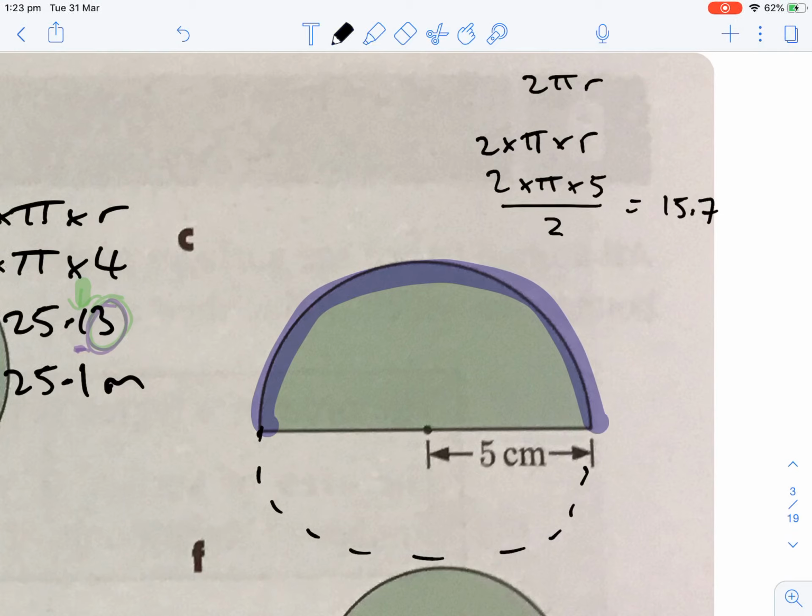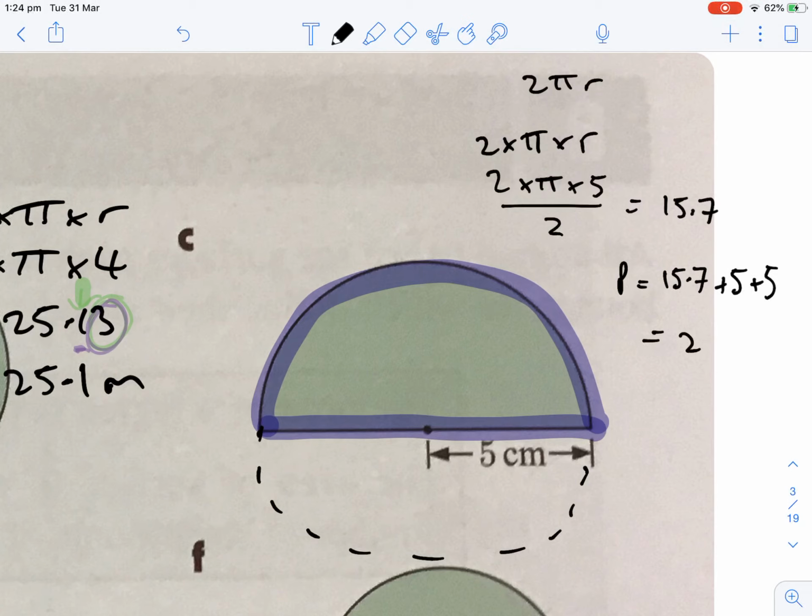And then, of course, to get the perimeter of the full shape, I would then need to add on the other, the length across the bottom here. Now, if half of that's 5, the full length there, of course, is going to be 10. So all up, I'd have the arc, which is 15.7, plus my radius of 5, and plus the radius again on the other side, or you could have just put the 10 in there, which will give you an answer of 25.7, and that was in centimetres.